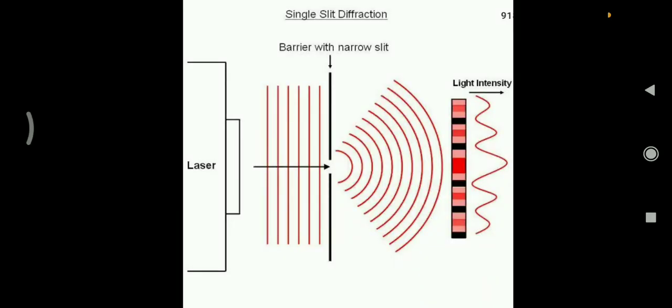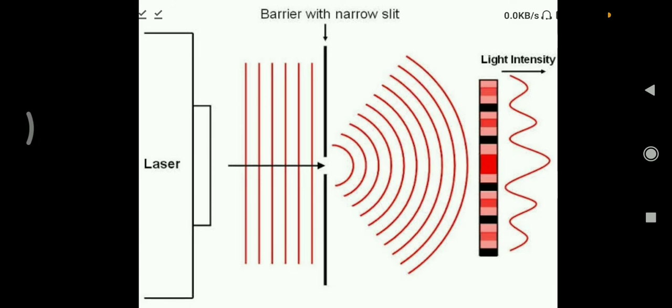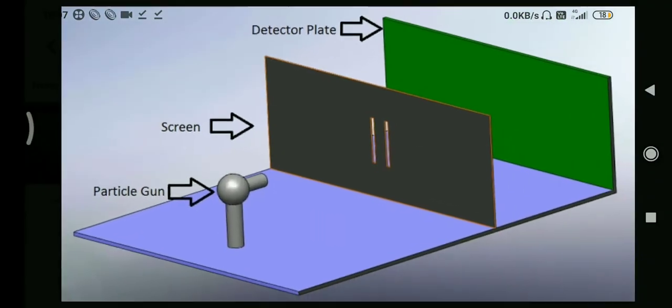But in a single slit you can observe only this structure, because it only forms a single line. If you have a double slit like this, you can observe structures like these. I think you all can understand this.